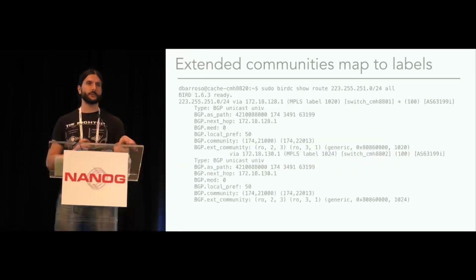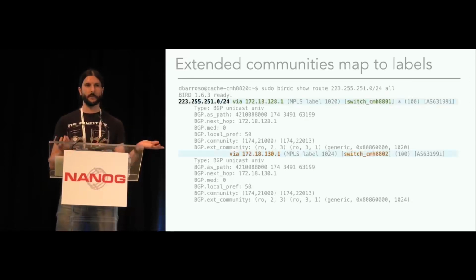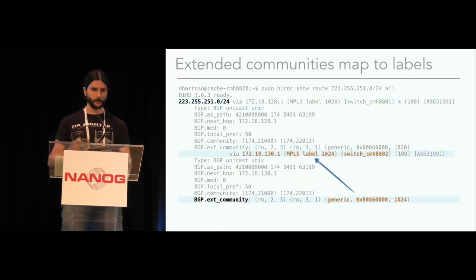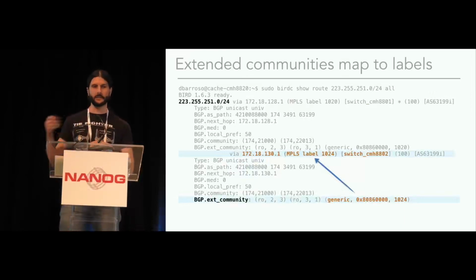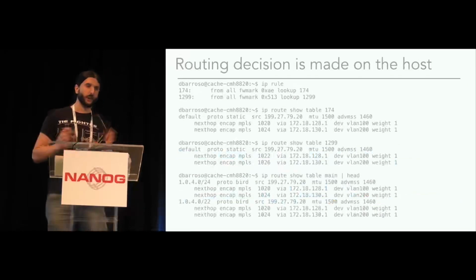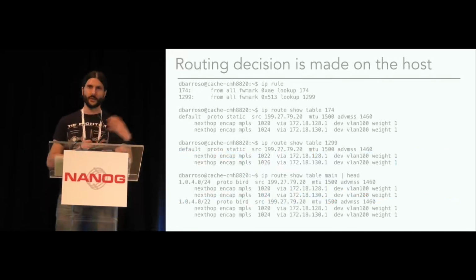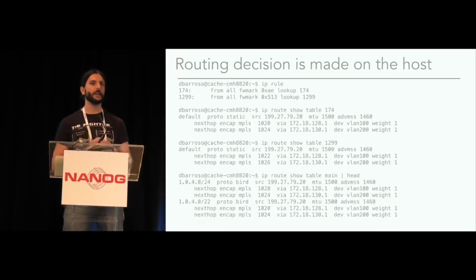This is just a route, so I can show you how the community maps to labels. So we have a route coming from 2 different switches. We can see on the first switch how the extended community 8086.1020 maps to the MPLS label 1020. And on the other hand, the other switch has the extended community 8086.1024 that maps to the MPLS label 1024. So, OK, now we have this network that is able to send traffic via multiple transits on a flow basis.